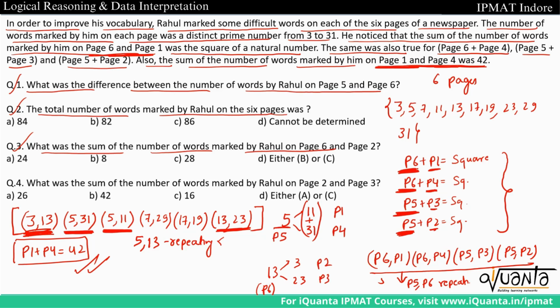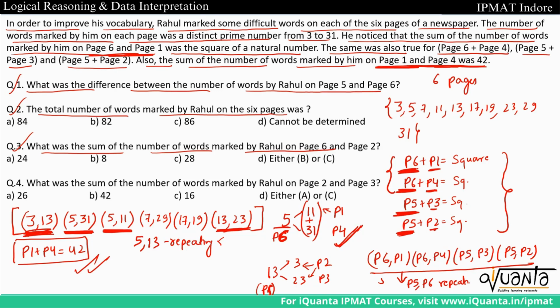We are not sure whether P2 will have 3 words or 23 words. And similarly on page 5 also, we are not sure whether P1 will have 11 or 31 words. Now P1 and P4 were present with P6, so this will be page 6 now. Page 6 will have 5 words and page 5 will have 13 words. So we have found out the number of words on each and every page and all are prime numbers.